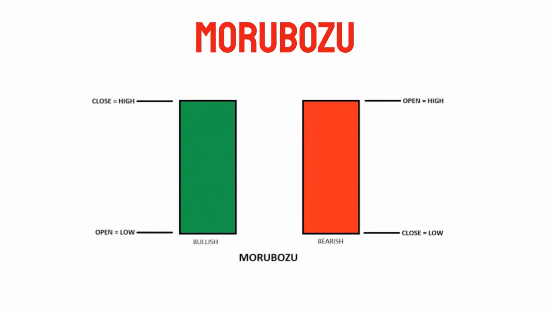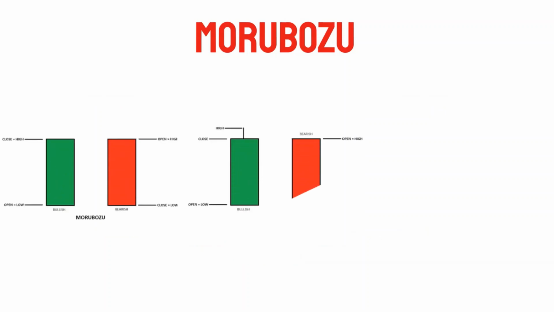Let us start with the first candlestick. Marubozu. The word Marubozu means bald head or shaved head in Japanese. This is reflected in the candlestick's lack of shadow. In an ideal Marubozu, there is no upper or lower shadow. Candlestick body is the only part.